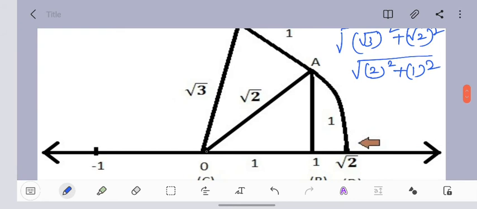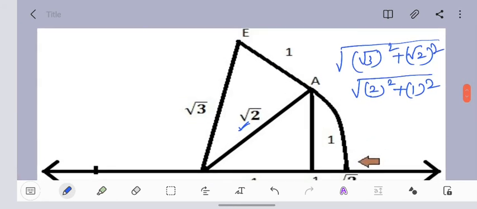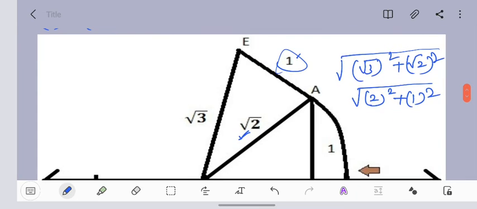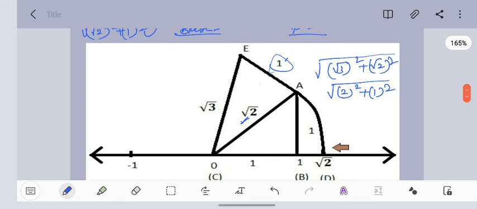The moment you got OA as square root of 2, take this OA as base and then draw a perpendicular from point A, and it will reach till point E. So here AE equals 1 unit, and then after applying Pythagoras theorem on OE, which is the hypotenuse here, OE square equals OA square plus AE square. So this will result in square root of 3, and then again drag it from this point. After dragging from this point to here, it will be square root of 3.